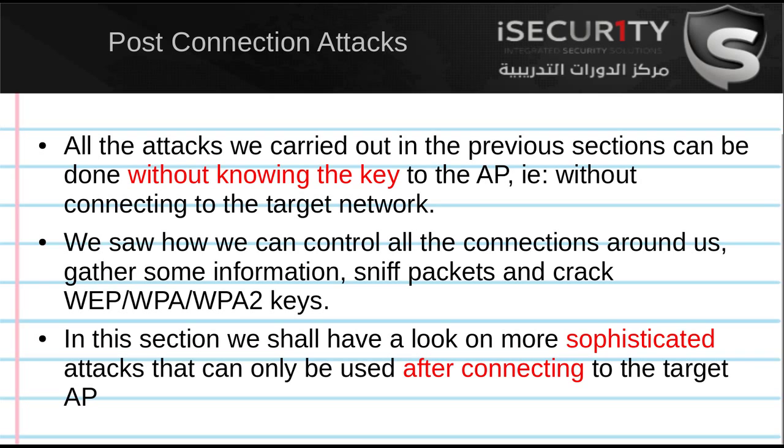So we were able to deny any client that is within our Wi-Fi range from connecting to any network that is within our Wi-Fi range. We also talked about how we can sniff packets, but we had a problem if the target access point was using encryption, whether it's WEP, WPA, or WPA2. It was very hard for us to see the information in there because the information would be encrypted.